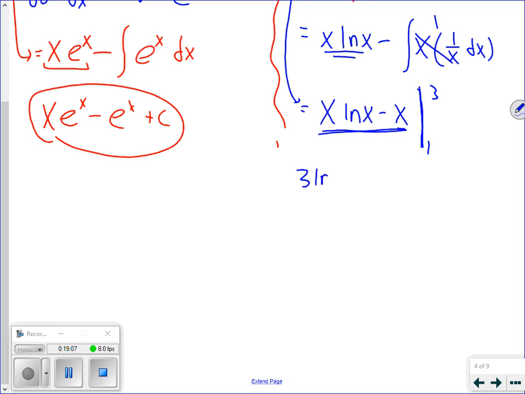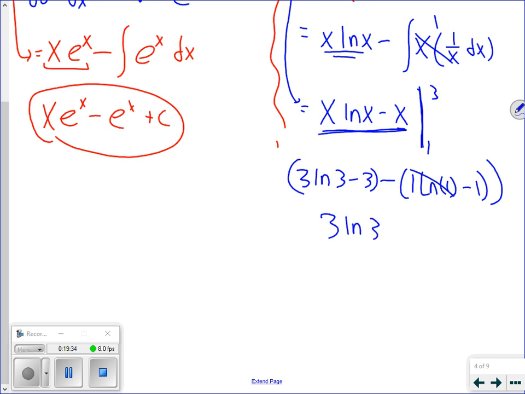So this will be 3 ln of 3 minus 3, minus, and then 1 plugged in, 1 ln of 1 minus 1. I think I put an extra parenthesis. Oh well. The ln of 1 is actually 0. That goes away. So you could just say 3 ln of 3, and then negative 3 minus negative 1 is negative 2. You could do that, or you could have just left it simplified. Either one's up to you.